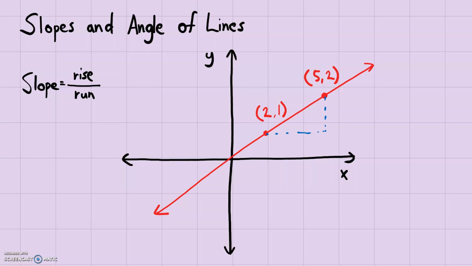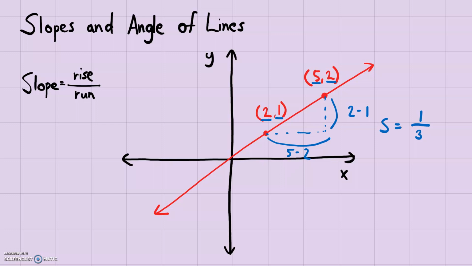And the rise, which is this part, is basically 2 minus 1, right? It's the difference in the y values. The run here is the difference in the x values, 5 minus 2. So for the slope, we have rise, which is 2 minus 1, which is 1, over the run, which is 5 minus 2, or 3. So the slope for this line equals 1/3.